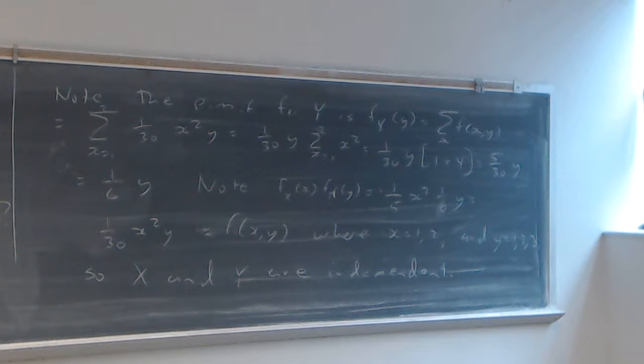Well, that was an example where we were talking about two discrete random variables. Let's look at an example next where we're talking about two continuous random variables.